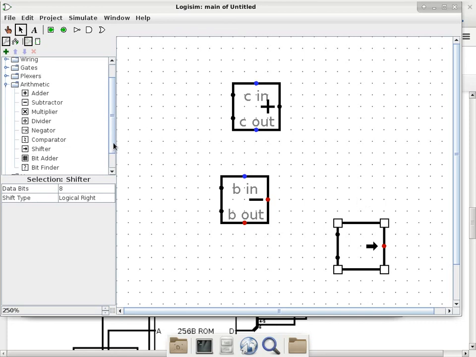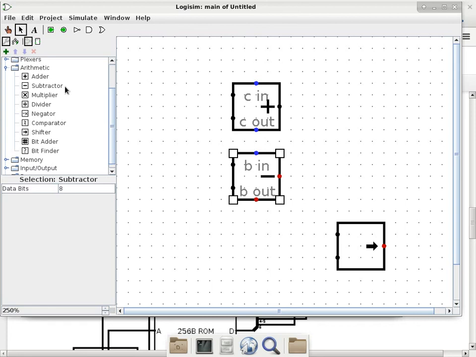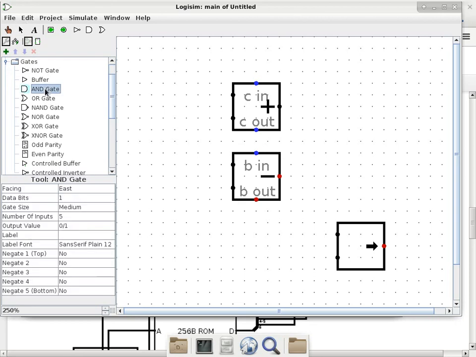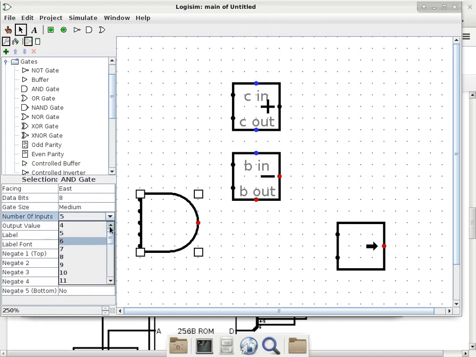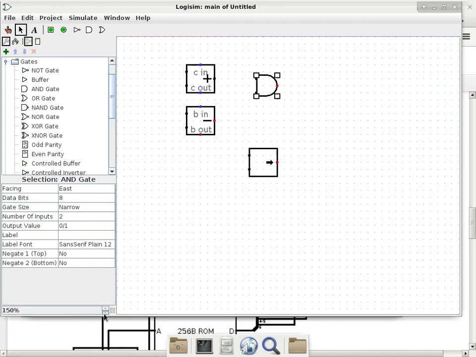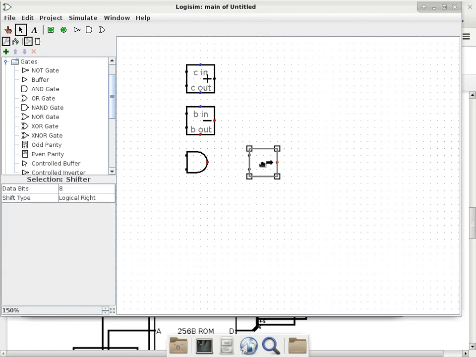And typically, you also want to have an AND gate inside an ALU. So you can pick out two of the gates here: an AND gate and a NOT gate. We'll pick out an AND gate here. This is the one time that we change the data size to 8 bits, but we only have two inputs. We can make it a little bit smaller so it doesn't take up as much space. So let's say these are the four operations that I want to support inside an ALU.